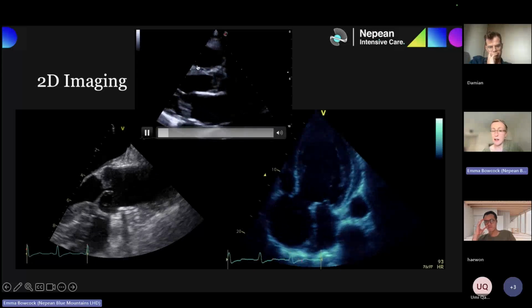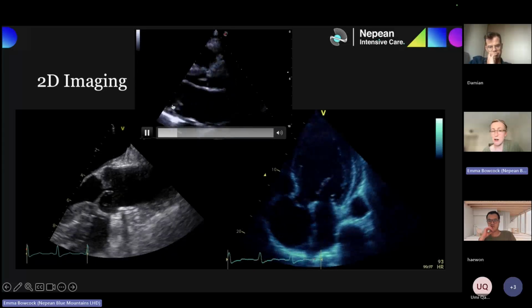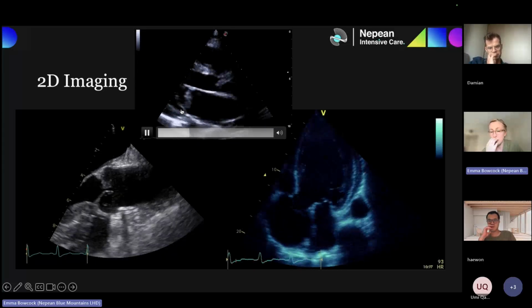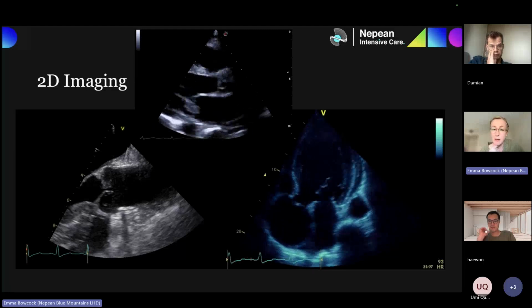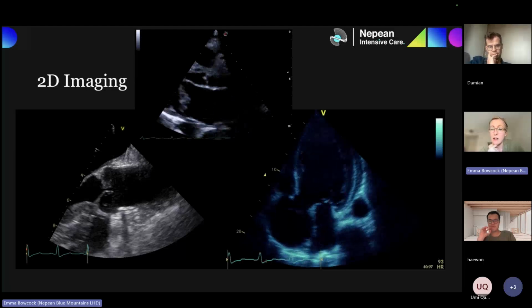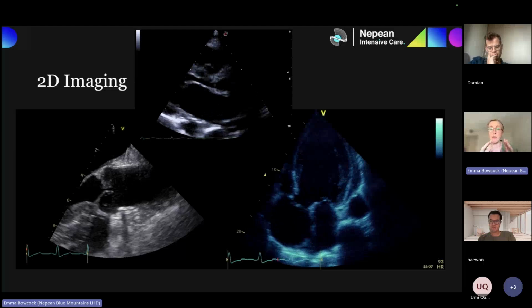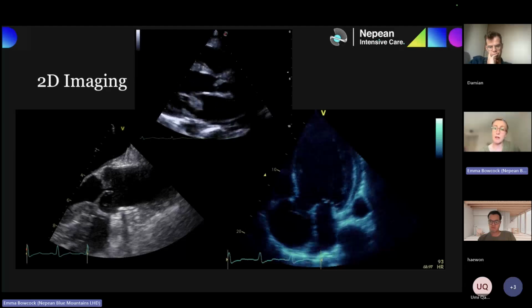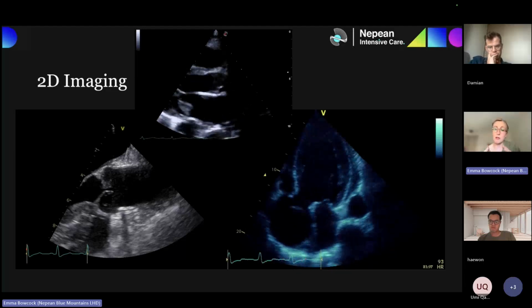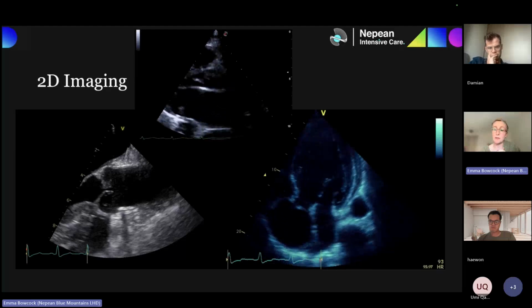And just notice that the LV, I mean, you can't really see it, but it doesn't look terribly dilated, does it? It looks like the function is hyperdynamic, which is classically what you see in acute aortic regurg, that you haven't got that remodeled LV. So you often have a normal LV size with normal to hyperdynamic systolic function.